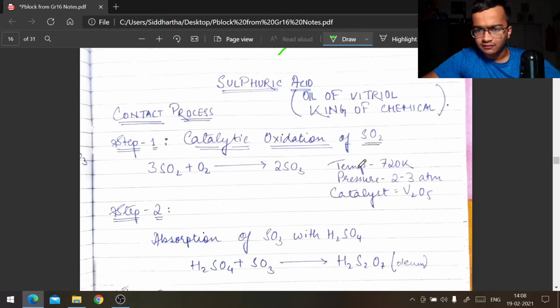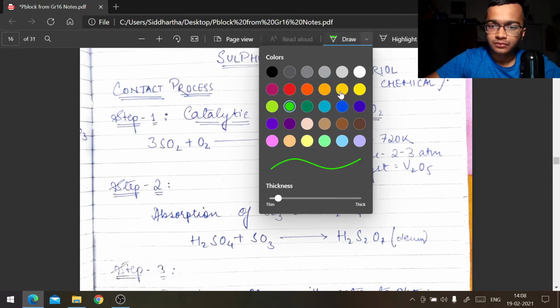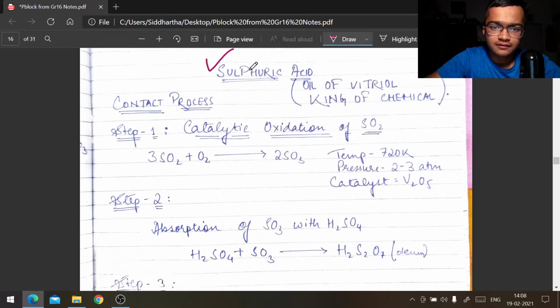Now let's start with our important and interesting portion, which is sulfuric acid. Let's take the red or magenta color. Now sulfuric acid is a very important portion. Sulfuric acid is also called the oil of vitriol or the king of chemicals, because the maximum of chemicals are created with the action of sulfuric acid on something or other.